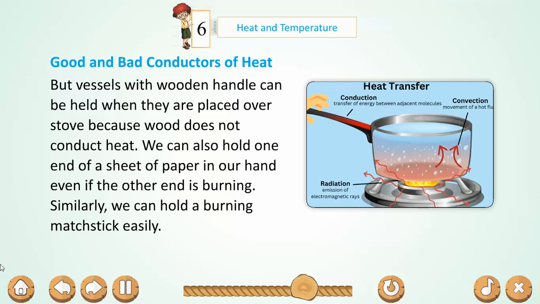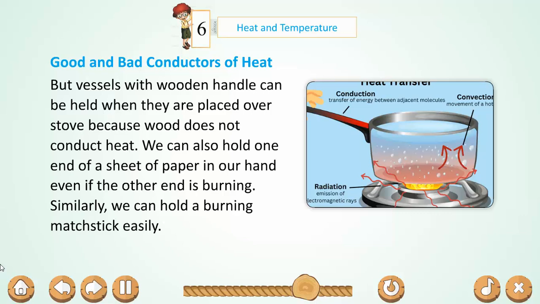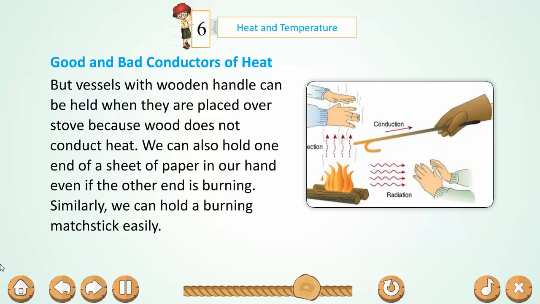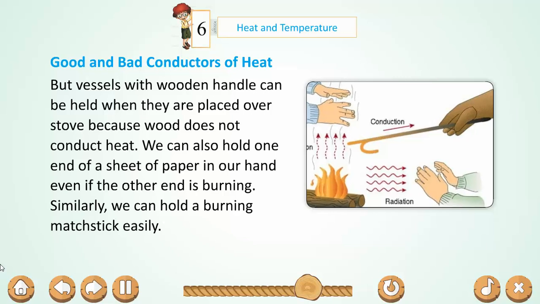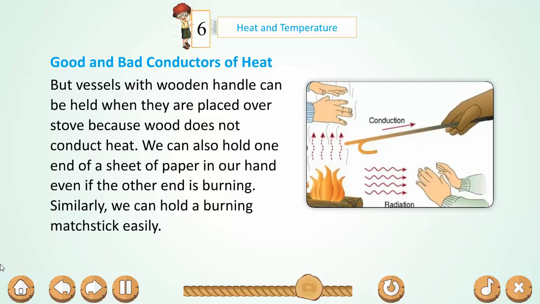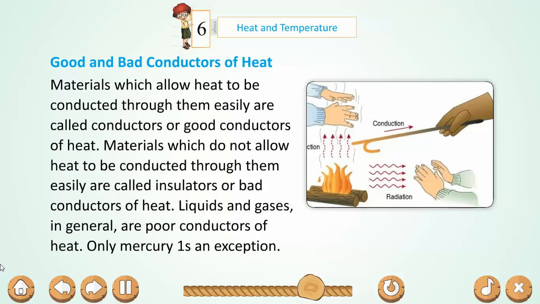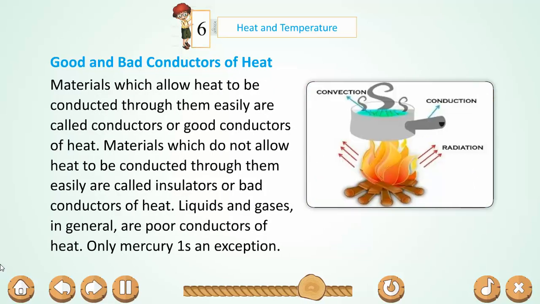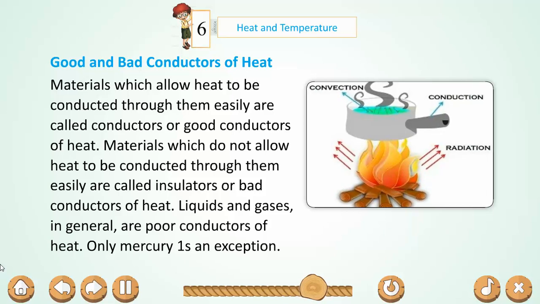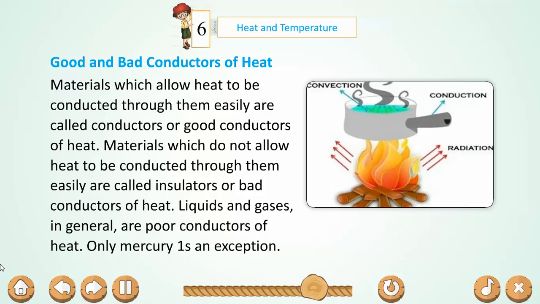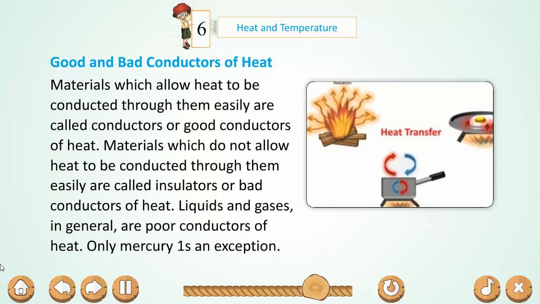But vessels with wooden handles can be held when they are placed over a stove because wood does not conduct heat. We can also hold one end of a sheet of paper in our hand even if the other end is burning. Similarly, we can hold a burning matchstick easily. Materials which allow heat to be conducted through them easily are called conductors or good conductors of heat. Materials which do not allow heat to be conducted through them easily are called insulators or bad conductors of heat.